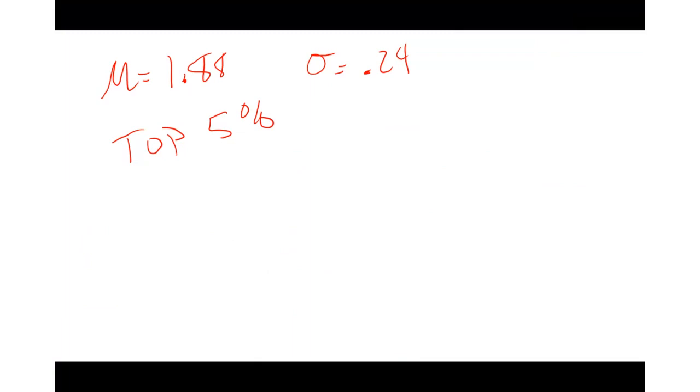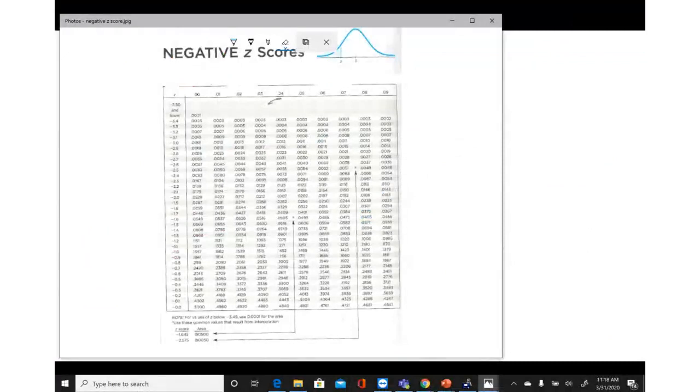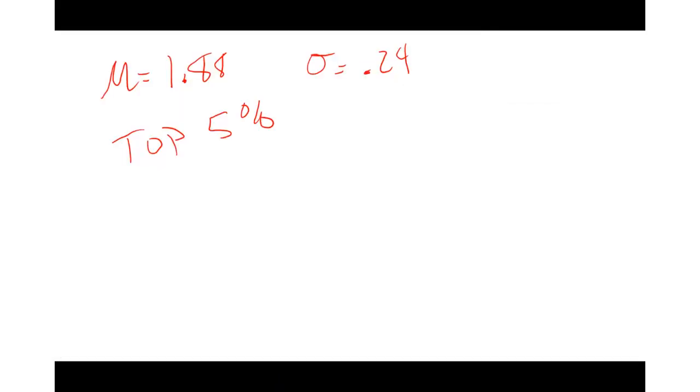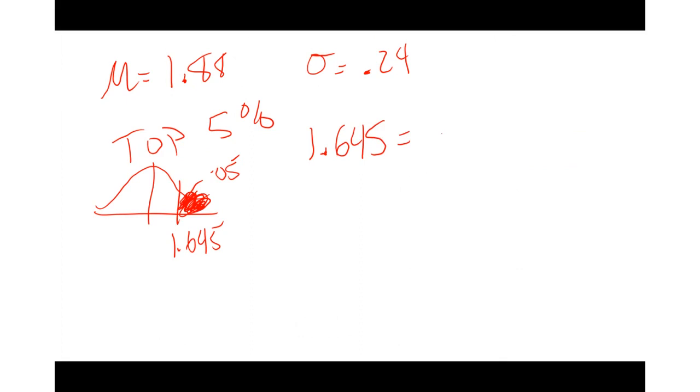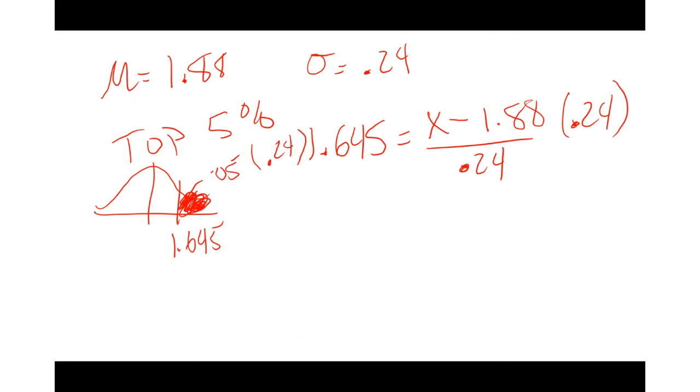All right. If we go to the top 5%, we're going to go to the negative chart. We're going to look for 0.05. Just a reminder that 0.05 is right here. But that takes you down to the bottom of the chart where it's 1.645. Now, we're not going to use the negative 1.645. We're going to use the positive 1.645. So the top 5% makes this area here 0.05, and this is 1.645. So 1.645 equals X, which we don't know what it is, minus the mean divided by the standard deviation. All right. We're going to multiply both sides by 0.24, and whatever that is. And then we're going to add the 1.88.